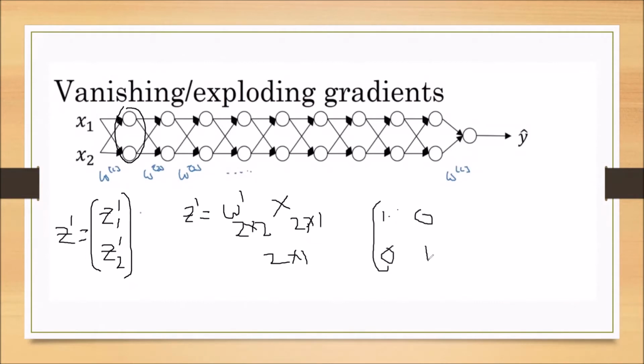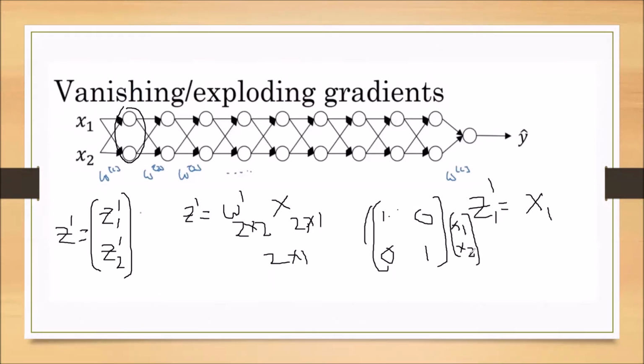Now assume that the 2 by 2 matrix W is the identity matrix, 1 0 0 1. If we have considered W as an identity matrix, what are we actually doing to get Z1 superscript 1? Z1 superscript 1 is nothing but W1 into X. So we are multiplying this matrix with X, which is X1 and X2. When we multiply this matrix with X1 and X2, we get X1. So Z1 superscript 1 is nothing but X1.